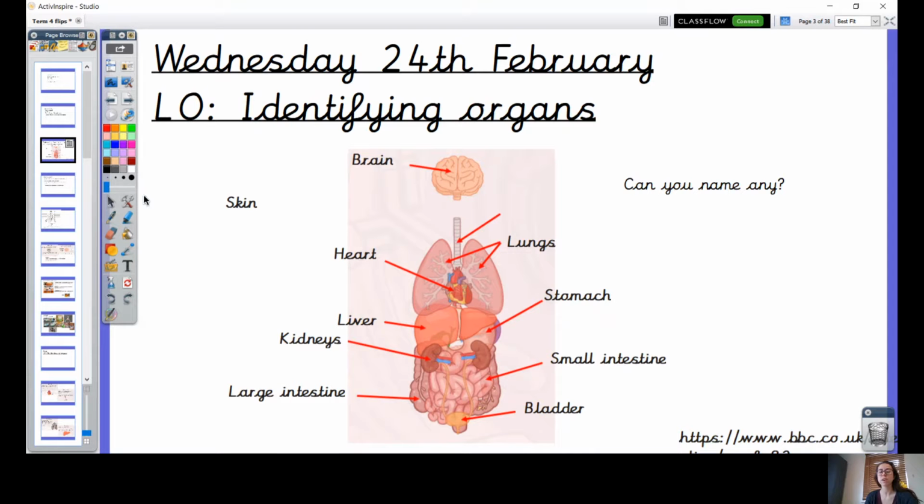Now you might want to pause the video and take a little picture just so you remember where those organs are and what they're called. So you might want to pause the video and do that now.